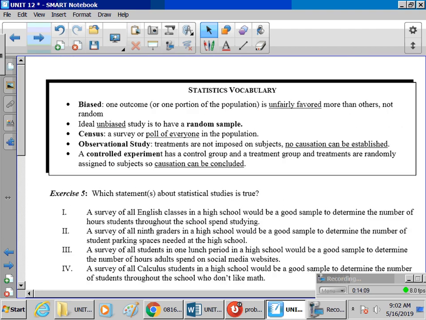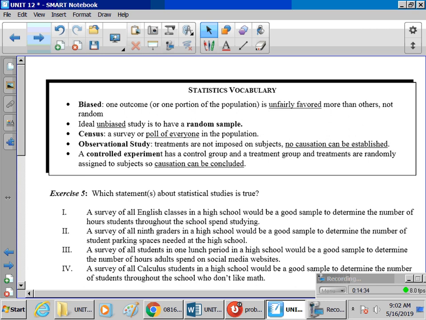Exercise 5. So here we're going to talk about some words, and they have some serious questions on these words. And the beautiful thing is it's just vocabulary. So statistics vocabulary, bias. Now, bias doesn't always mean the same thing that we think it means in our everyday language, but basically it means that one outcome or a portion of the population is unfairly favored.